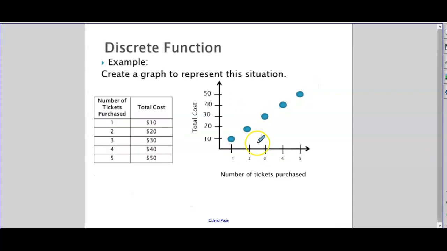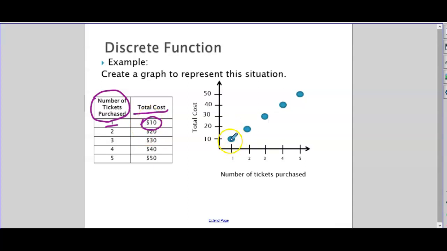If it's a discrete function, an example would be something like this. So if we're thinking number of tickets purchased for maybe a school dance, and I'm looking at total cost, I'm not going to sell part of a ticket. I'm not going to give you 1 and 2/4 of a ticket. And I'm also not going to get a total cost that's in between these values.